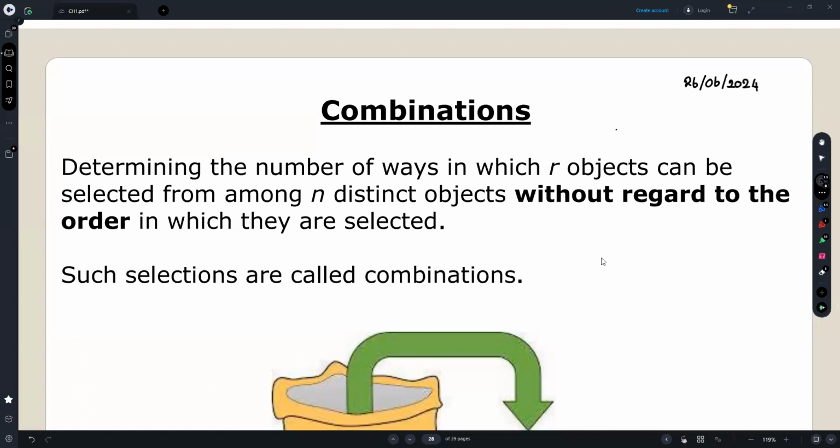If you have three objects, then order does not matter. It's just one selection. When order matters, there will be 3 factorial, which is 6. But when it comes to combination, all 6 will be considered as just 1. So therefore, the number of possible ways of selecting R out of N without the order is going to be less than the permutations.